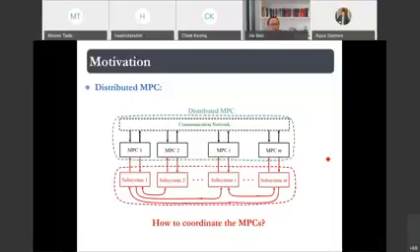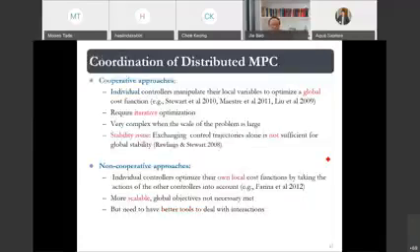So if we divide the plant-wide system into many subsystems, we can have one model predictive controller to control each subsystem, but those controllers would communicate with each other so that the actions of those model predictive controllers can be coordinated. Now, in that case, obviously, the key issue is how to coordinate the model predictive controllers. There are a number of different approaches.